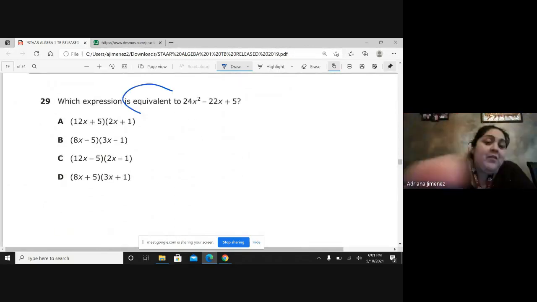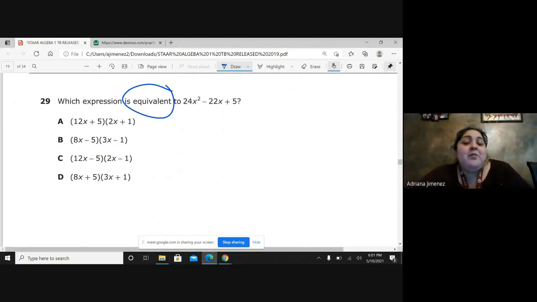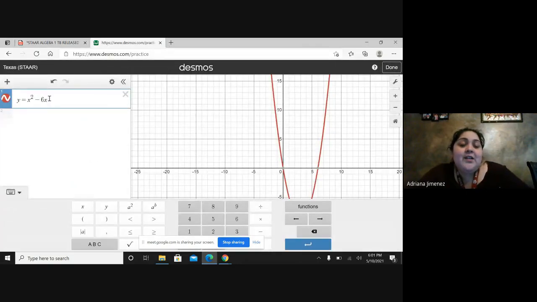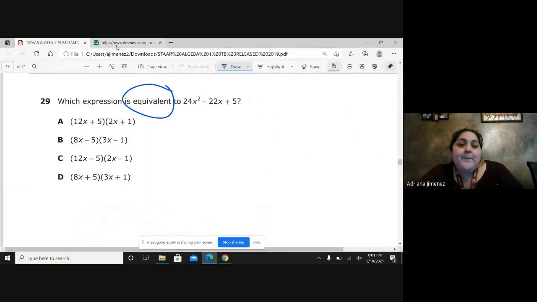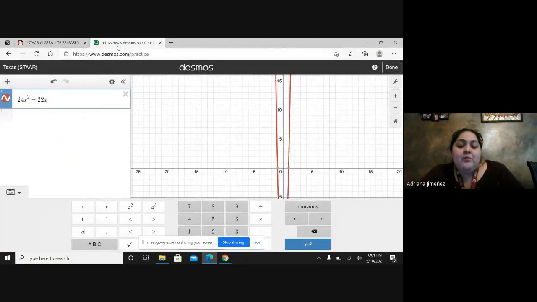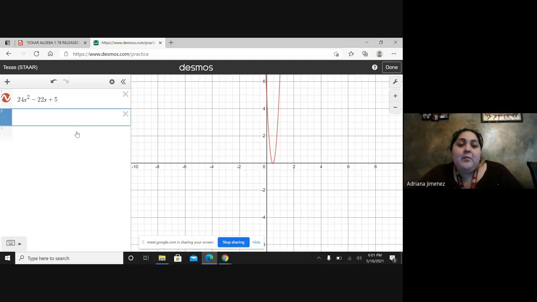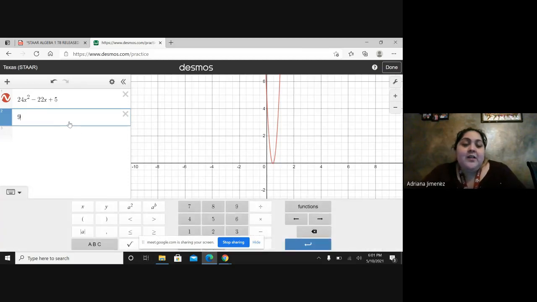Again, we have the word equivalent here. Remember, equivalent means we want it to match. So we're going to type in the question and then one answer choice at a time and figure out which one's going to match. So we take this, we do 24x squared minus 22x plus 5. Now I'm going to hit the home button, look a little bit better. Okay, parentheses.